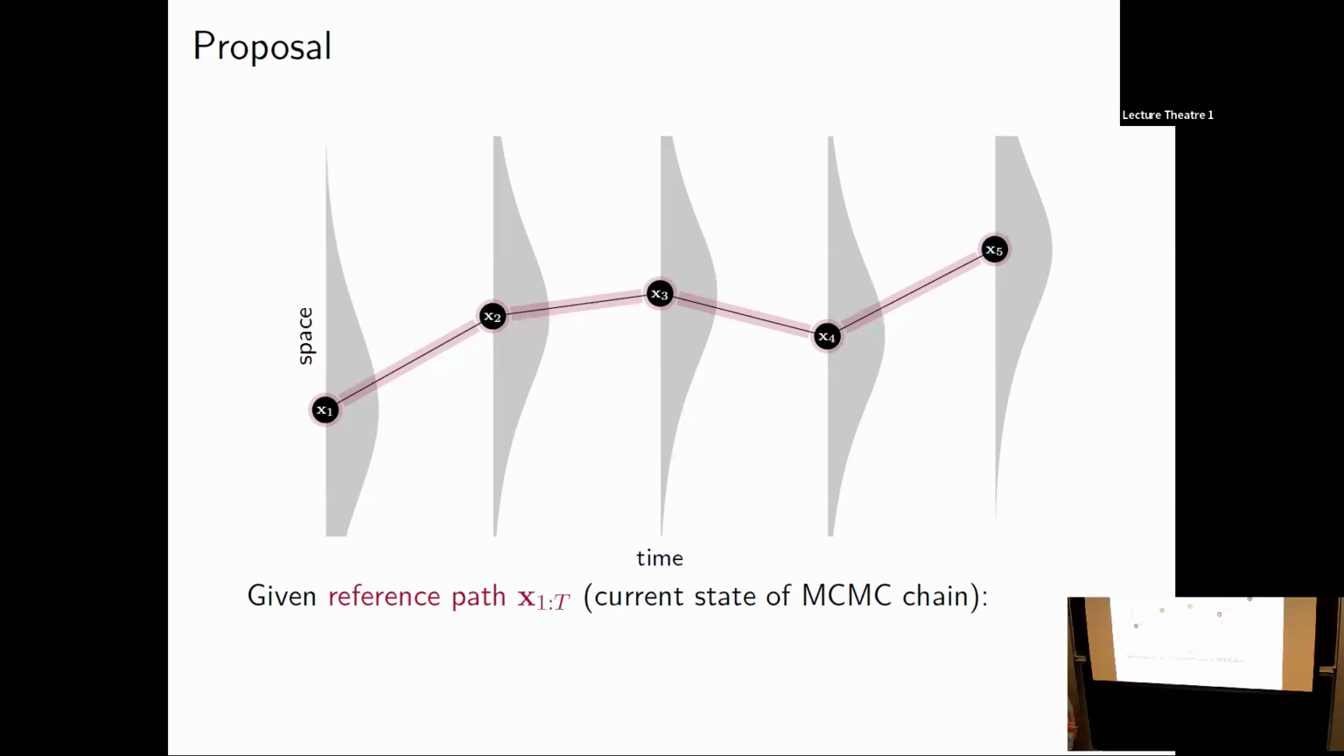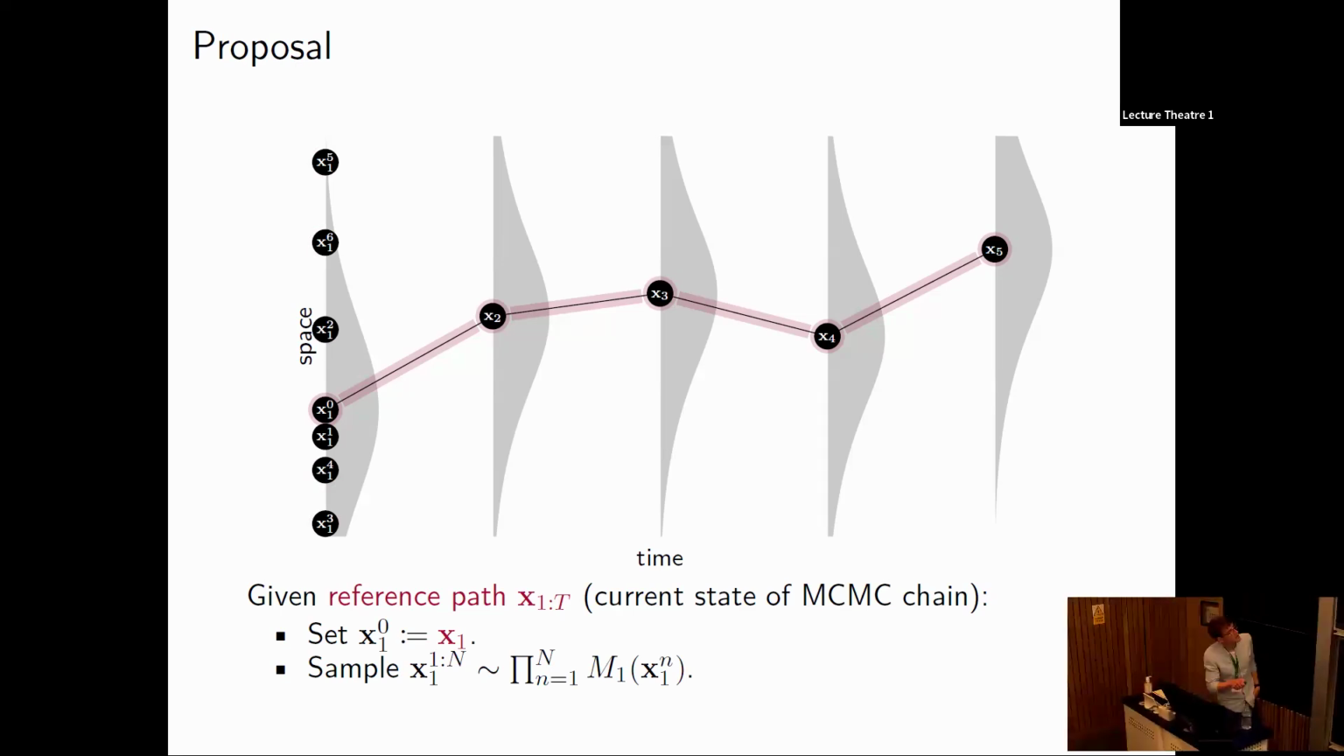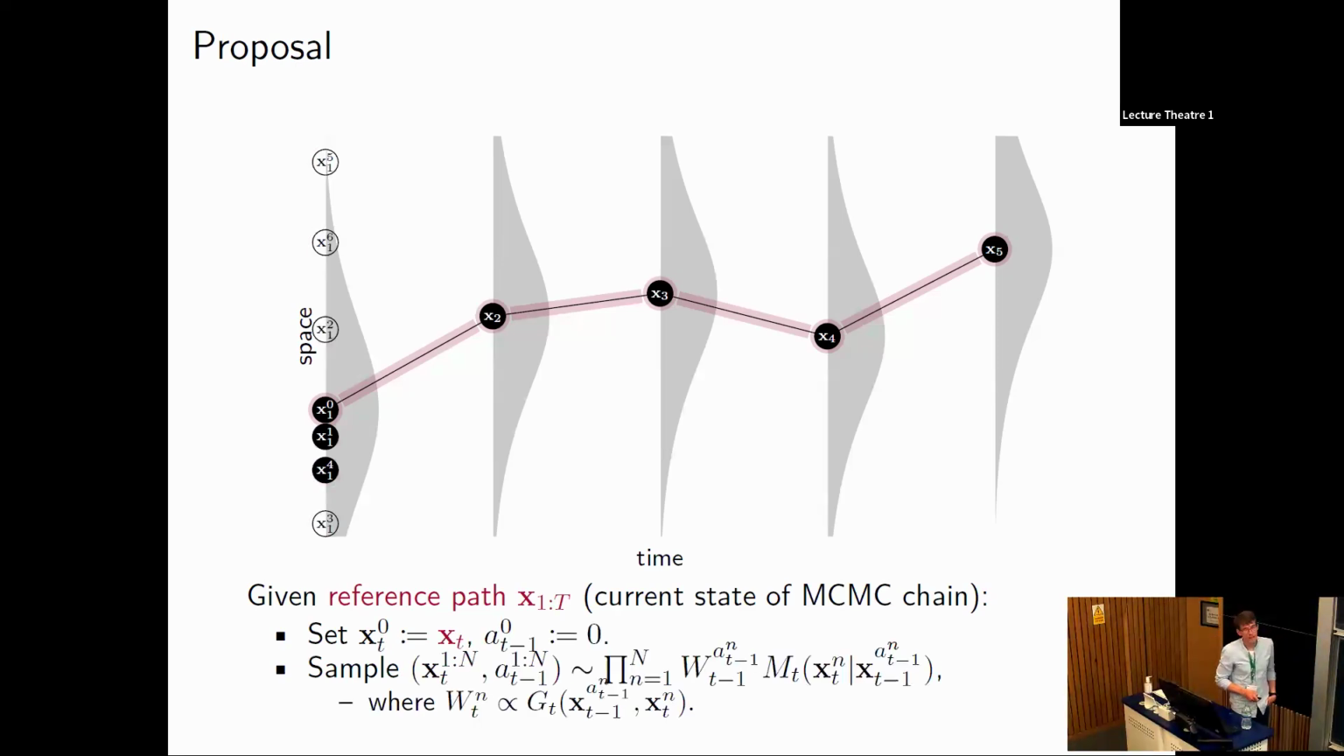So here's the current reference path. So that's the current state of my Markov chain. And what we do is we set one particle, the particle with index 0, to the component of the current state. And then you propose lots of particles from the first mutation kernel. Now you see some of those particles are in the right part of the space, and some are maybe in a part of the space where they shouldn't be. So they get killed off.